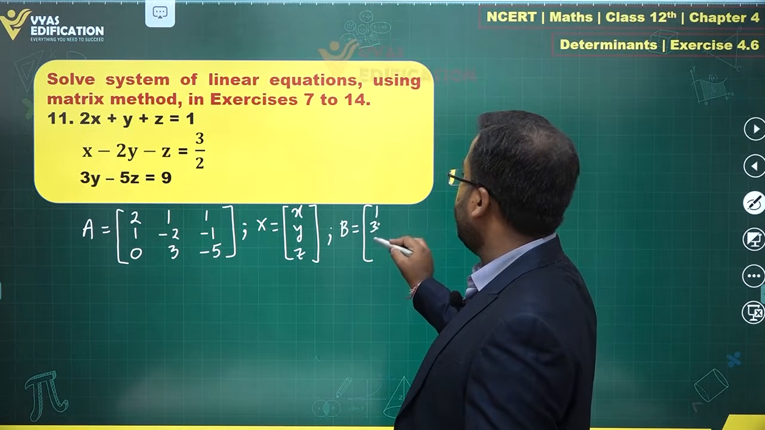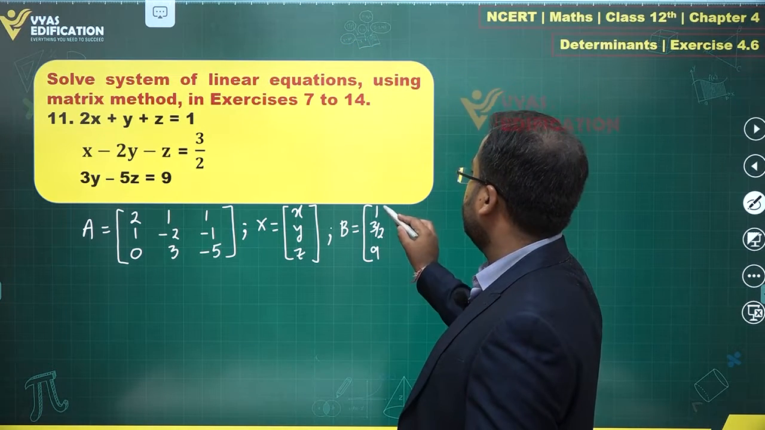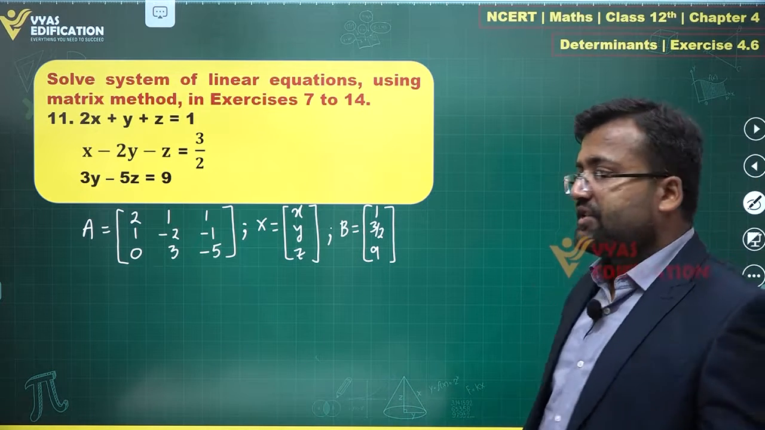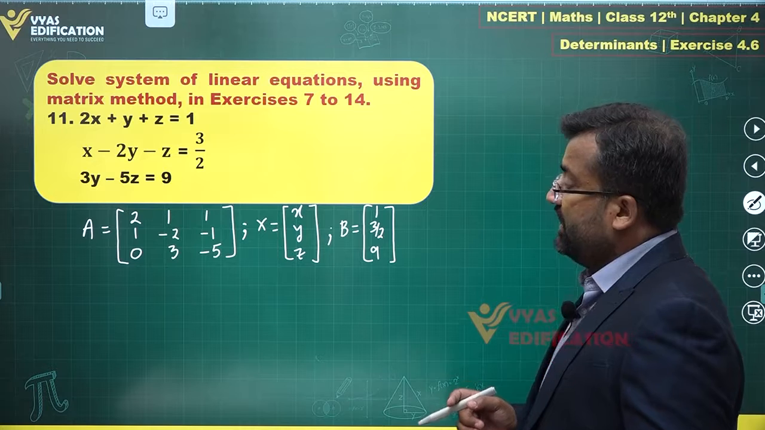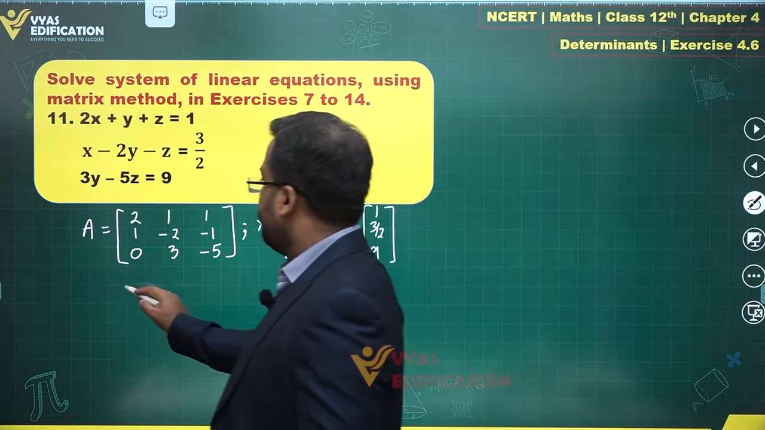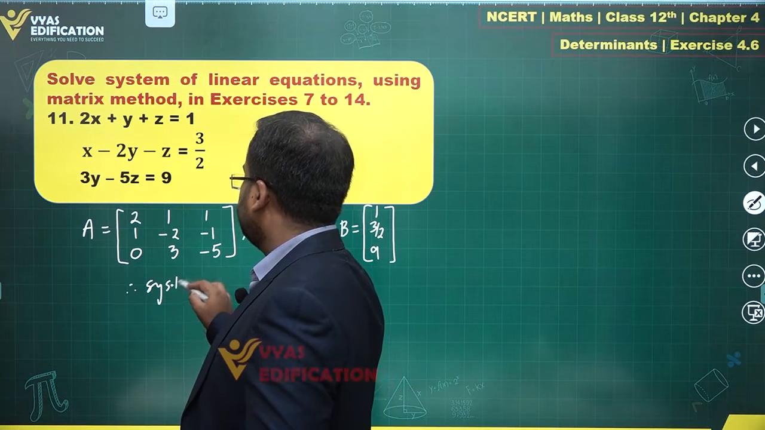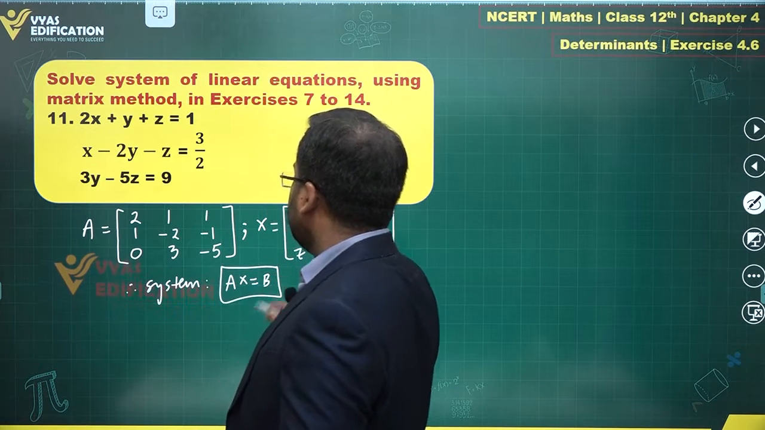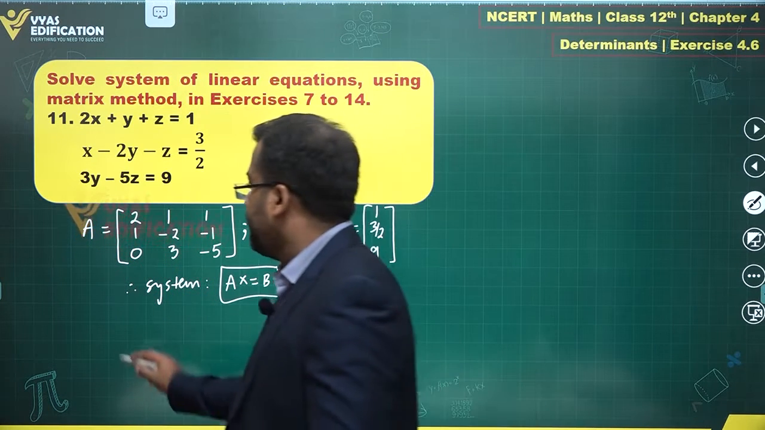1, 3 by 2 and 9. This is what I have. The constant terms will get this matrix, right? What next? The system of equations is therefore AX equals B, and for checking the number of solutions, we'll have to check the determinant of A.